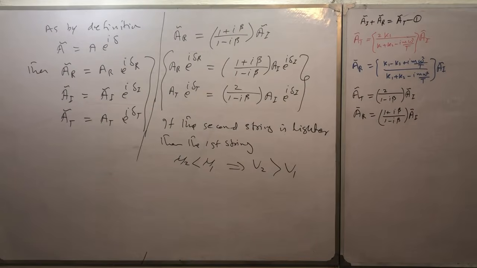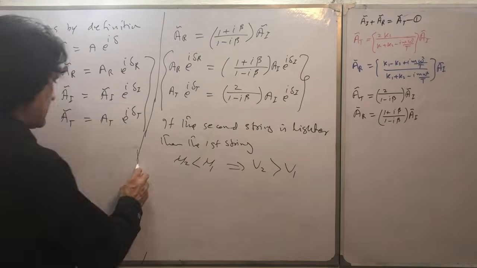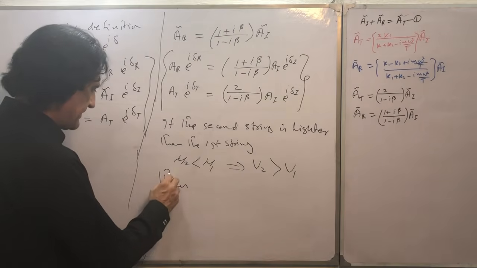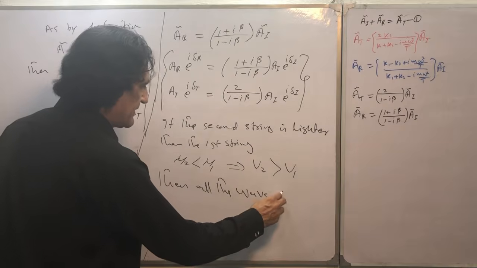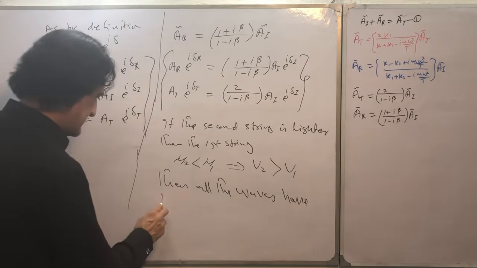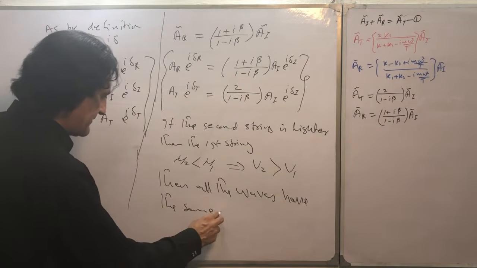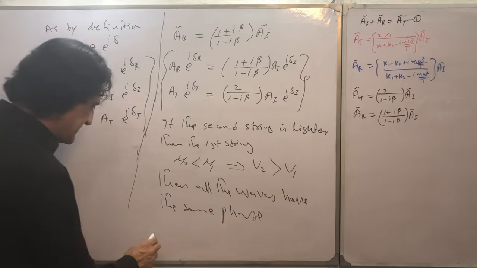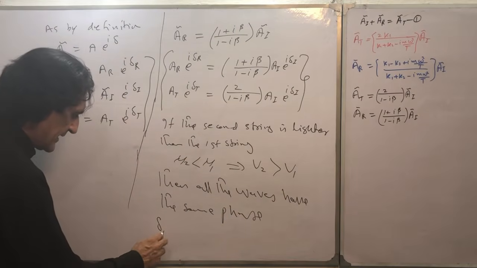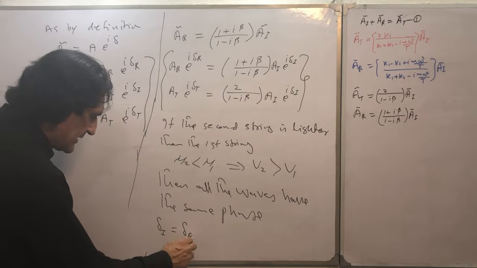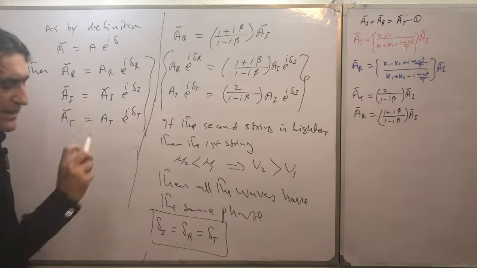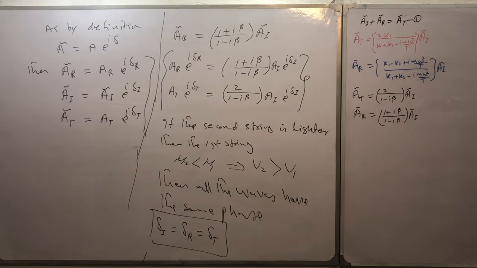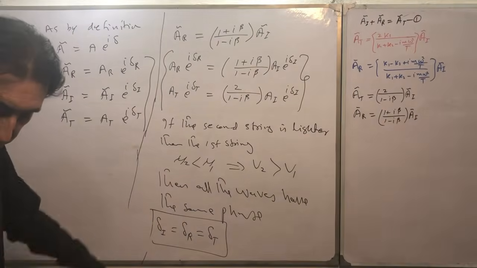Then all the waves have the same phase. It means that delta I is equal to delta R, which is equal to delta T. So it has the same. So this is the one condition.